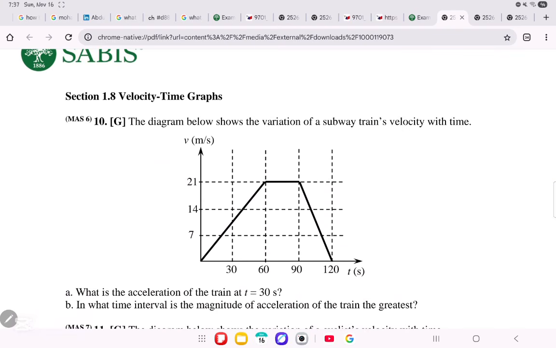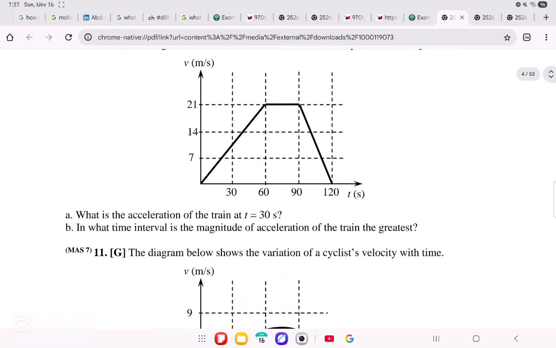Question number 10 grid. The diagram below shows the variation of a subway train's velocity with time. What is the acceleration of the train at time 30 seconds? They ask you for the acceleration at a specific time. That means they're asking for the instantaneous acceleration. Now, I will find it over here and I will see, okay, there is a straight line. Whenever I have a straight line, then I directly find the slope. If I don't have a straight line, what do I do? I put a tangent.